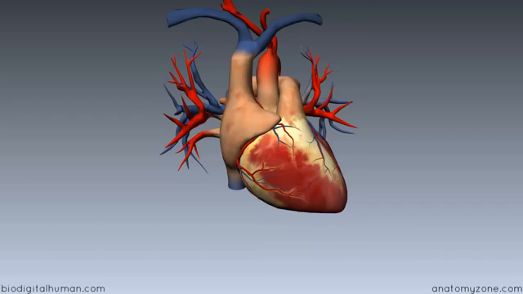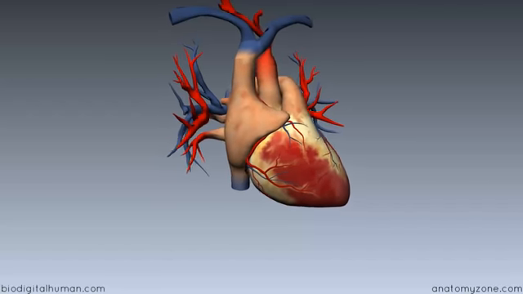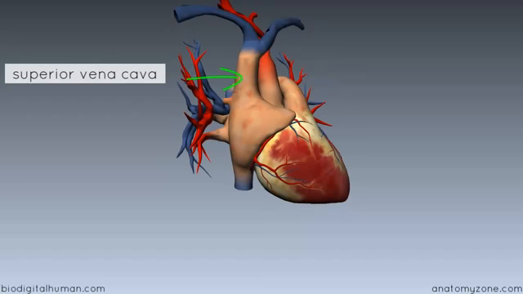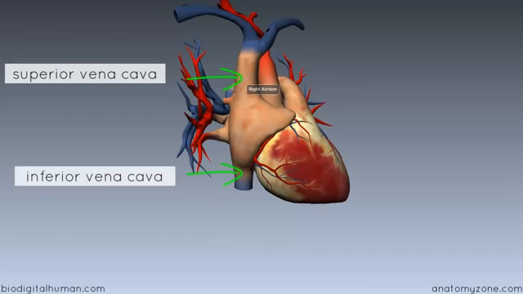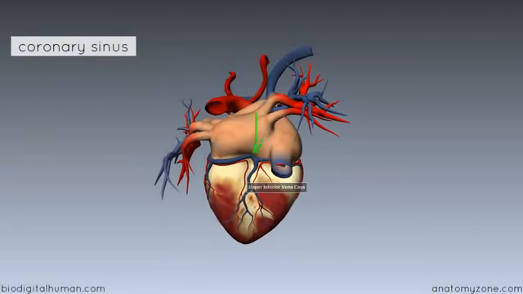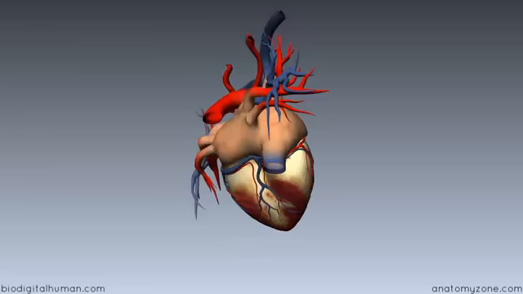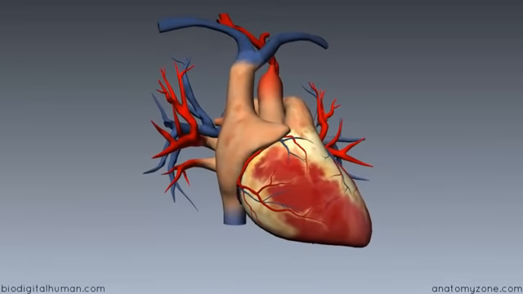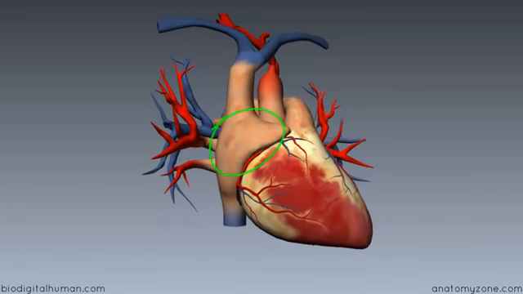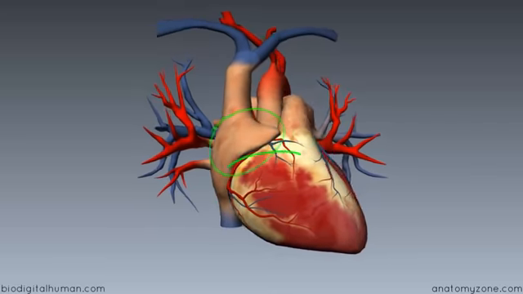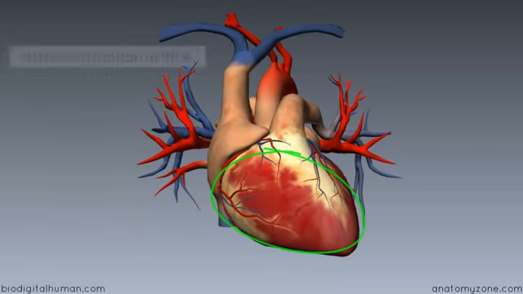So the right side of the heart receives deoxygenated blood, and it receives this blood from two great vessels: the superior vena cava and the inferior vena cava. Then you've got the coronary sinus at the back, which delivers deoxygenated blood from the walls of the heart into the right atrium. The right atrium contracts and sends blood into the right ventricle through the right atrioventricular orifice.